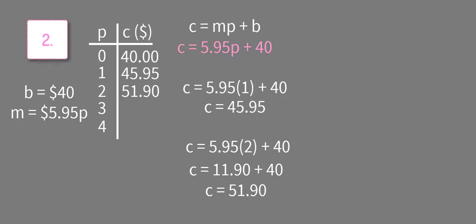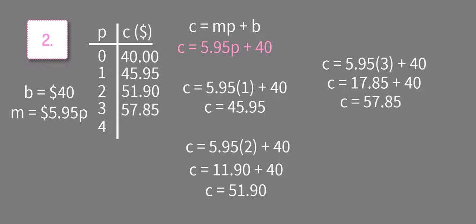P equals 3. We have C equals 5.95 times 3 plus 40. And then the 5.95 times 3, it's easier at this point, rather than using long division or trying to do it in our heads, just use your calculators to determine 5.95 times 3, which is going to equal $17.85. So this equals $17.85 plus 40, which is going to equal $57.85.